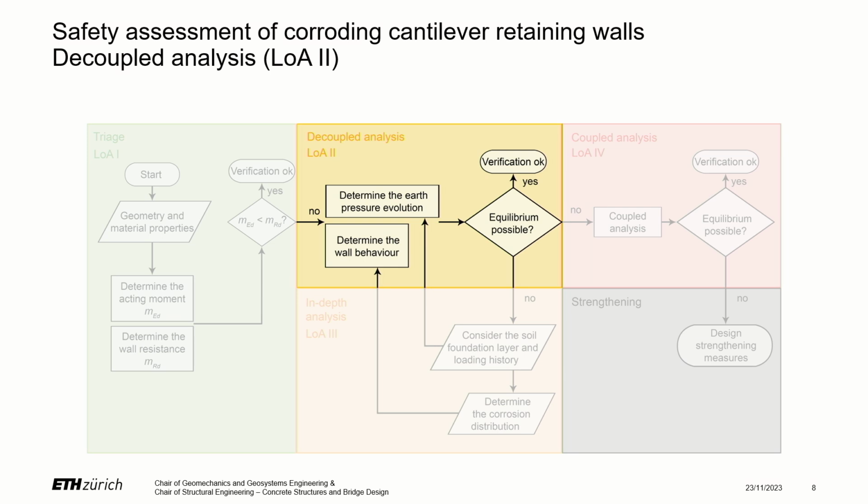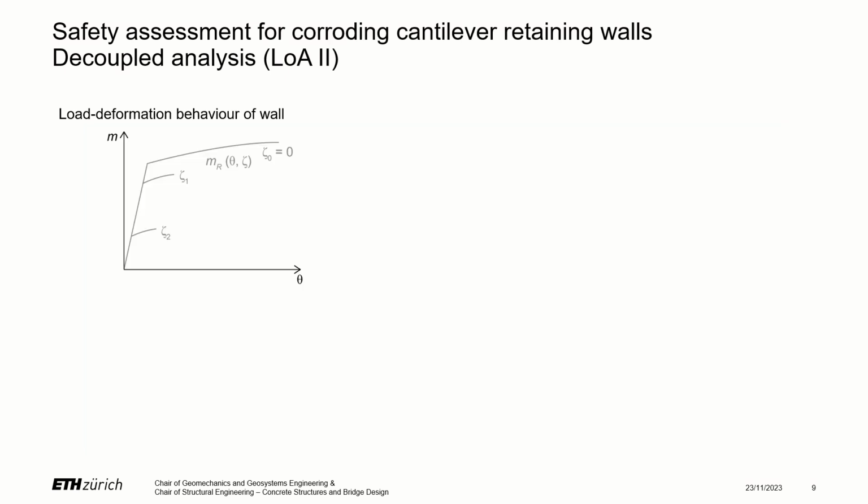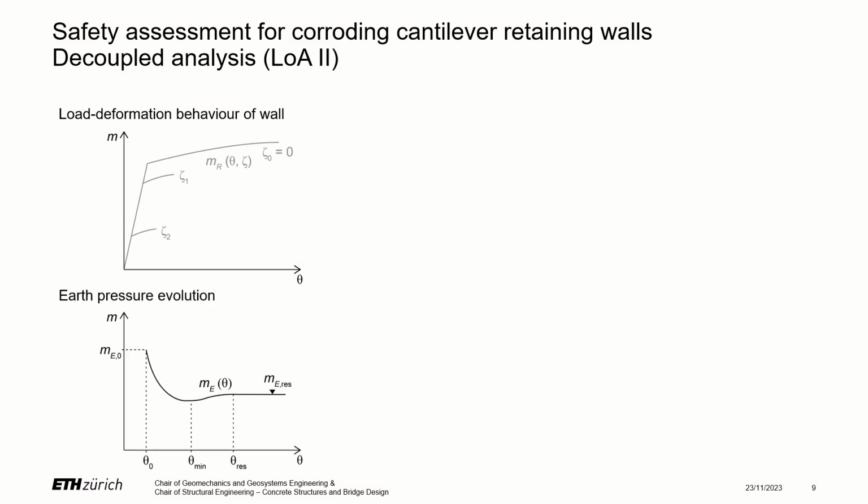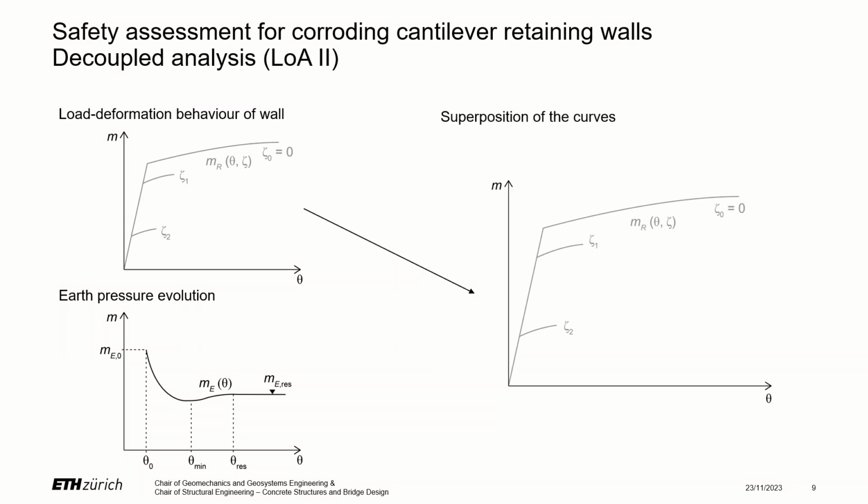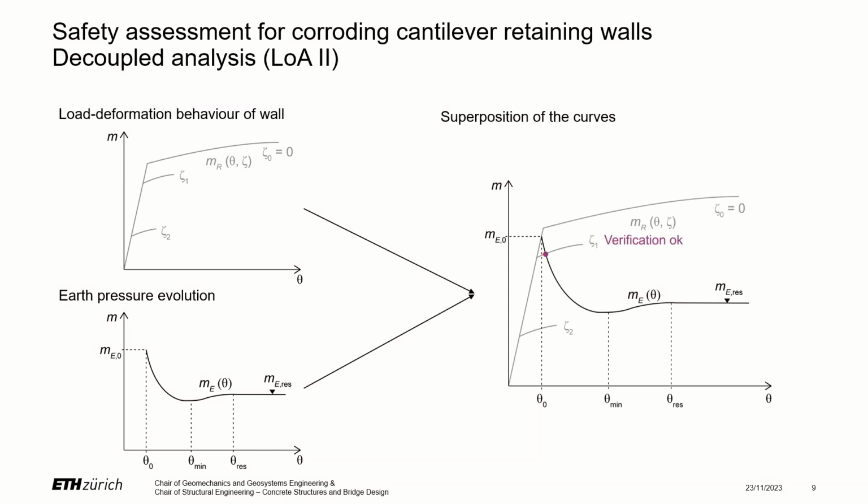Otherwise, we can proceed further with a decoupled analysis, where we determine the load deformation behavior of the wall. And you have seen before that this depends on the corrosion degree. We further define the earth pressure evolution, also in a decoupled fashion, without considering the behavior of the corroded wall. And then we can superpose these two curves. If we find an intersection, the verification is okay, otherwise it's not.